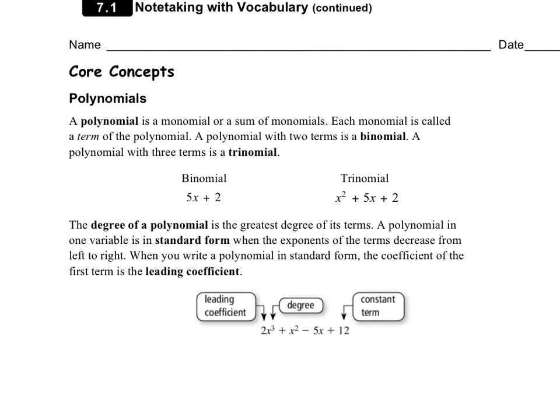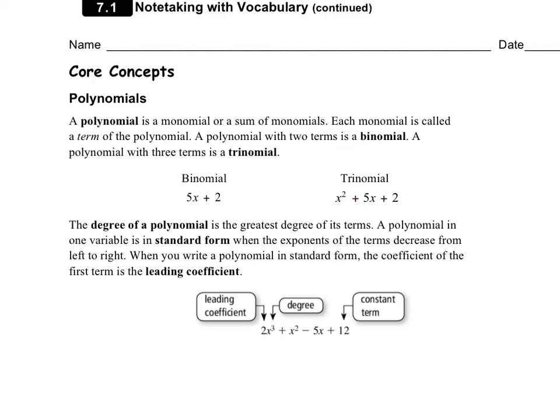So if we are looking at this binomial, bi means two, so that would be two terms. This 5x is one term, this positive 2 is another term. With a trinomial, tri is now 3, so x squared is a term, 5x is a term, and 2 is a term. It's broken up by these plus or minus signs.